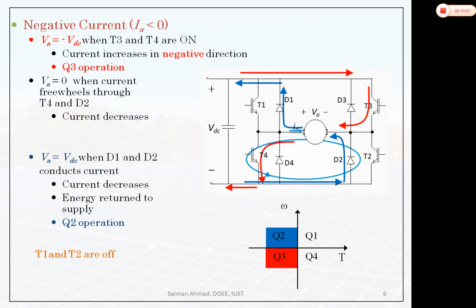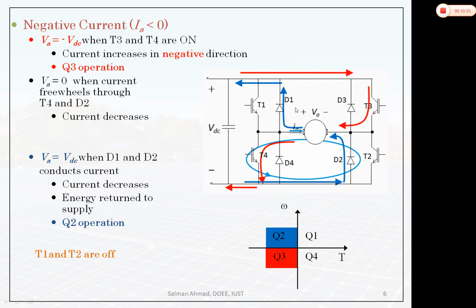And current is also negative. The product of voltage and current will give positive. So that means reverse motoring mode. That is Q3 operation, represented with the red line you can see here. The voltage applied across the armature circuit will be negative, and current we have considered negative, so both torque and speed are negative in that mode.